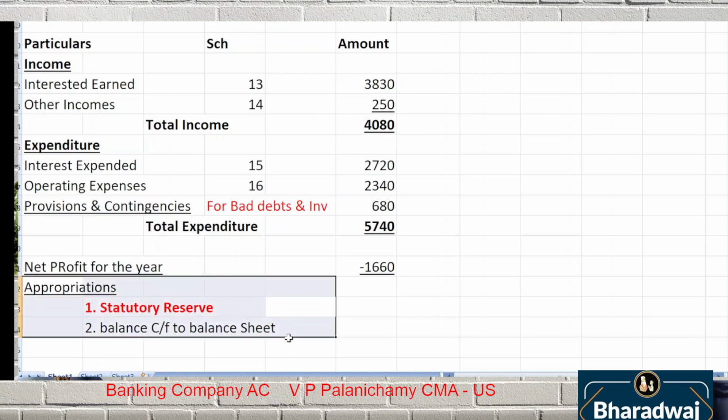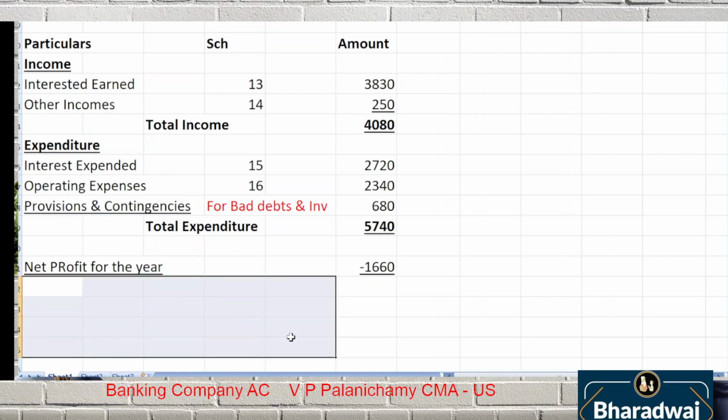Sorry, again I'm making a mistake. It's a net loss for the year. What is the net loss for the year? 1660. So no appropriation. The problem of copying and pasting from the previous one. So total income of 4080, total expenditure is 5740, net profit for the year is how much? 1660 minus, that's a loss. So no tax payment. You shall pause and take it.